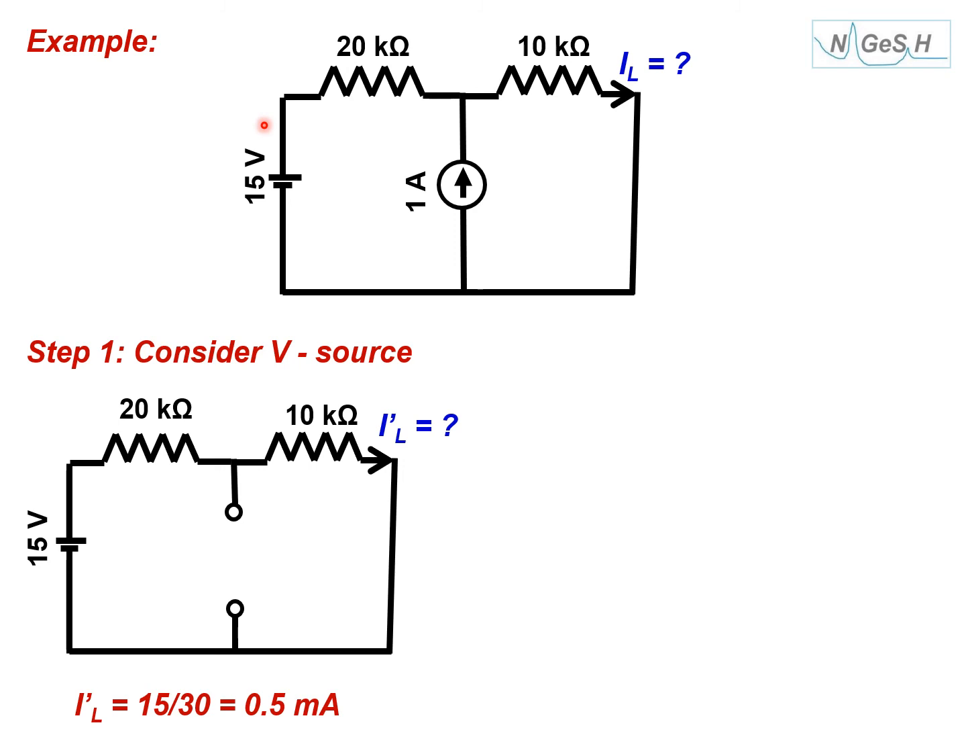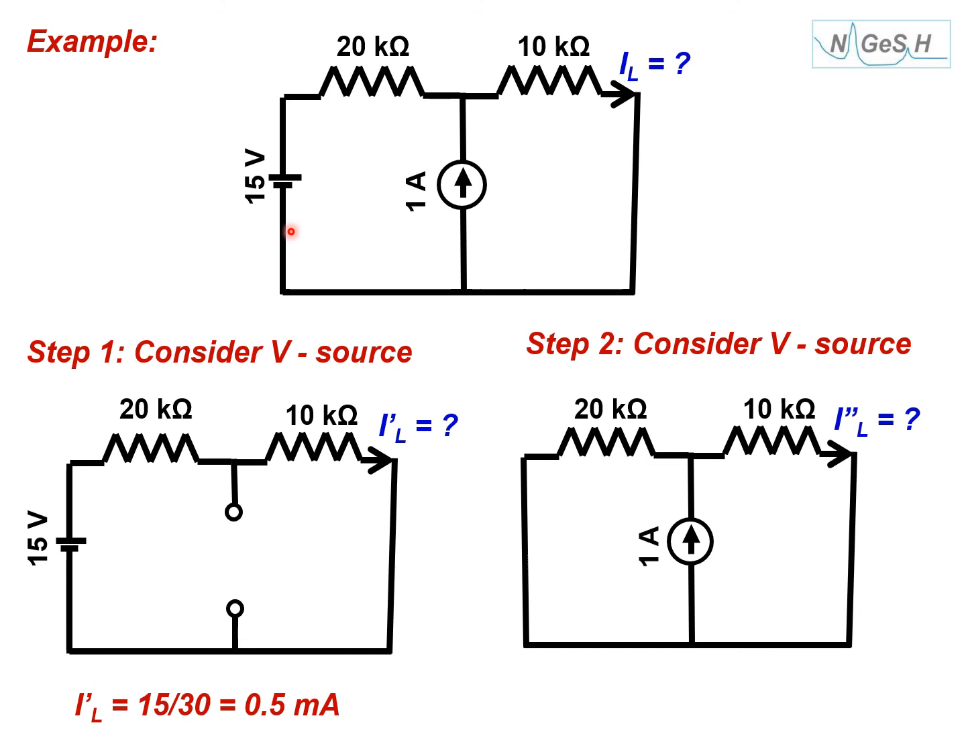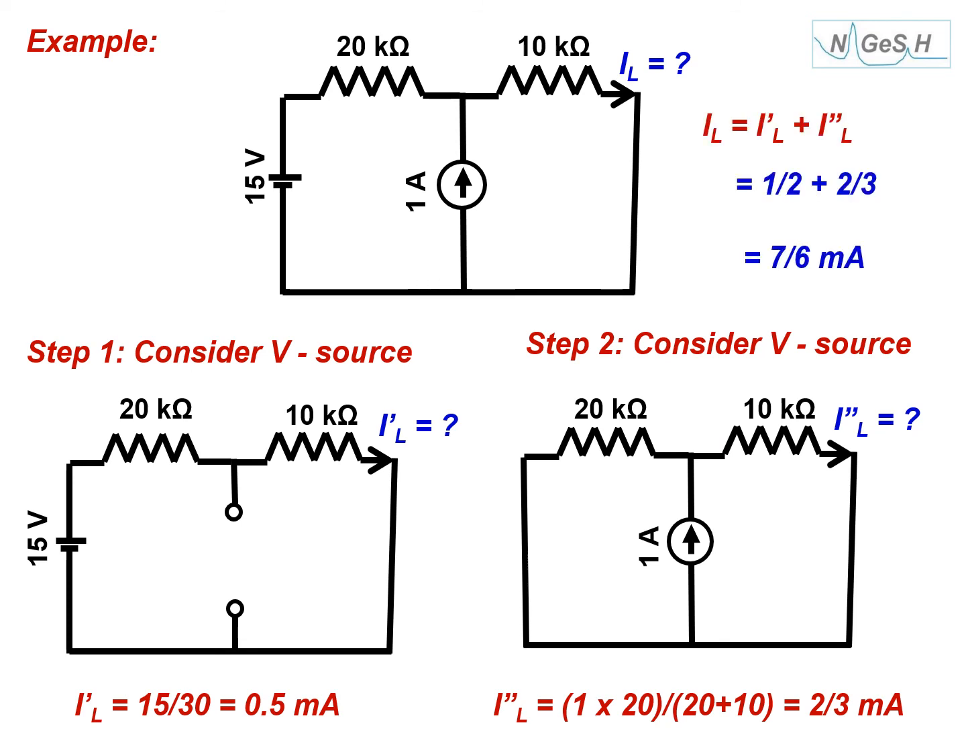Now I will consider this current source. So what should I do with the voltage source? I should short circuit. And once I short circuit this voltage source, it becomes a simple parallel circuit. This 1 ampere will divide: I into R2 by R1 plus R2. So you can calculate and sum these two values. That's all.